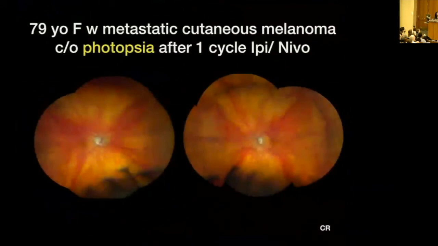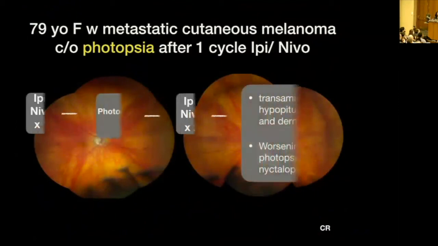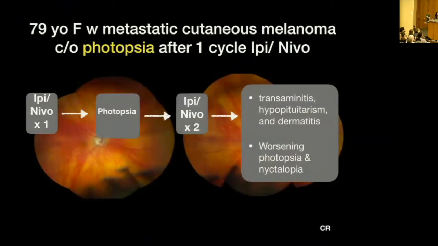A 79-year-old woman with metastatic cutaneous melanoma complained of photopsia, or seeing flashes of light, just after 1 cycle of ipilimumab and nivolumab. Her fundoscopic examination was completely normal. There was no deviation from baseline, no evidence of choroiditis, no subretinal fluid, no evidence of uveitis. So she went on to receive another cycle of combination therapy. Then she developed transaminitis, hypophysitis, and dermatitis, as well as worsening of her ophthalmic symptoms, worsening photopsia, and she had difficulty seeing at night, nyctalopia.